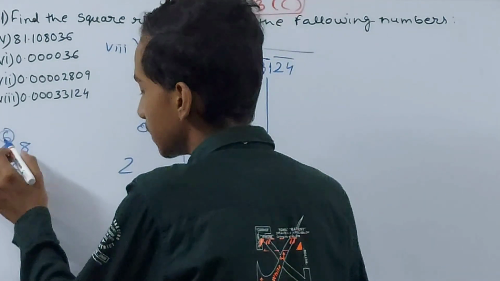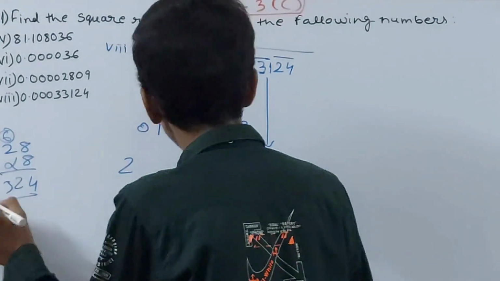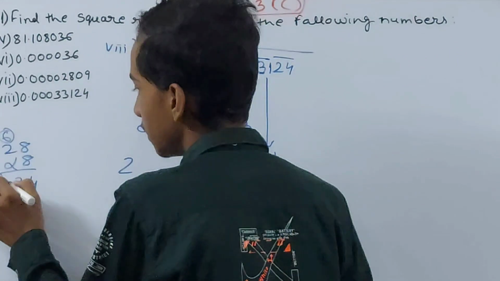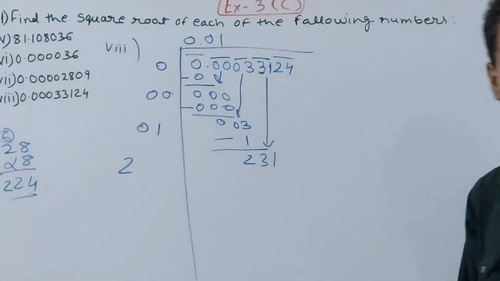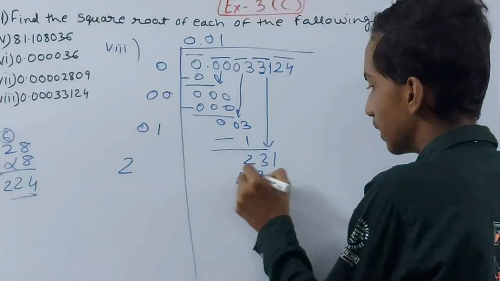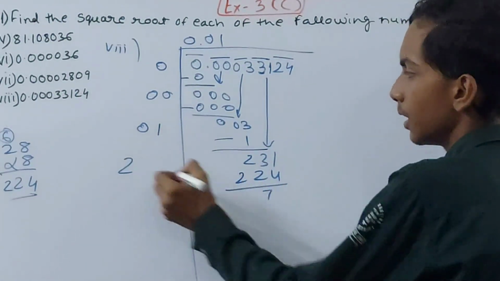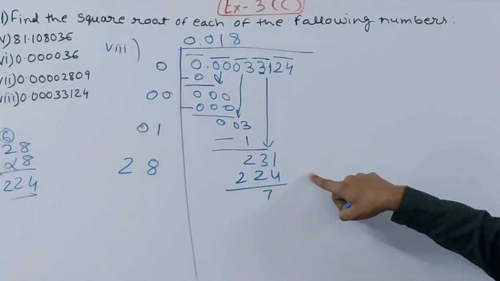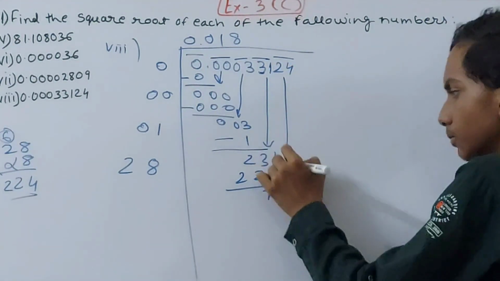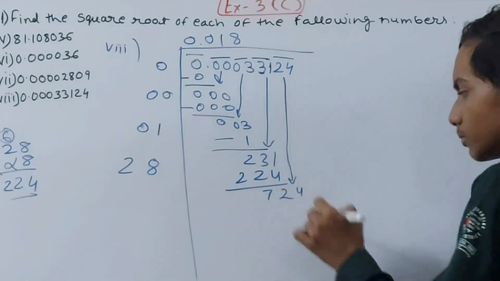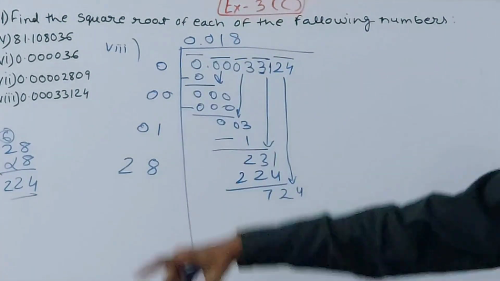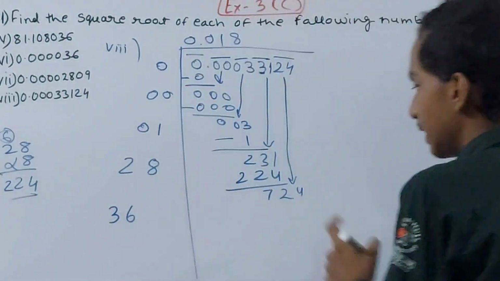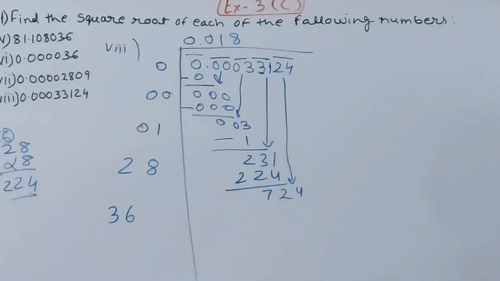So 8 into 16 and 8 into 2, 32, sorry, 8 into 28 is 224. 224, which is nearest to 231. So let's write that down. 8 here, 8 here. So bring down this 24 also. Now 18, double of 18 is 36. Any other number that we can put over here that will cut it completely.